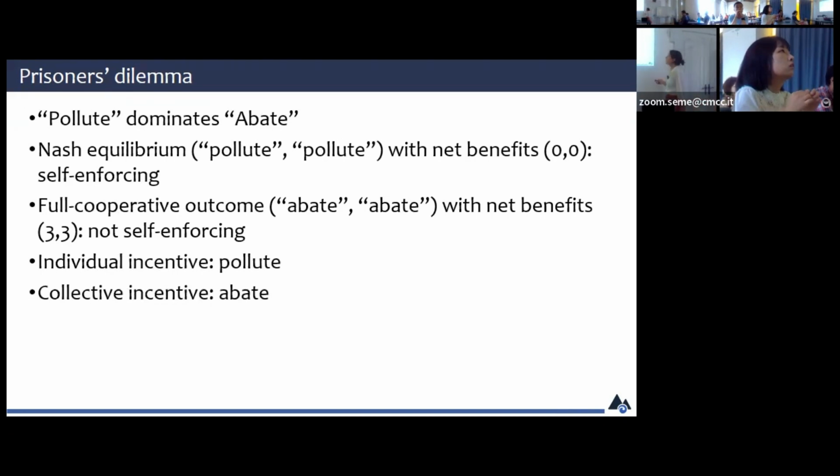Okay, so we call the Nash equilibrium the pollute-pollute, just to make sure we are on the same page. We call the full cooperative outcome the abate. In the full cooperative outcome, we basically are deciding to take both payoffs into account, and we want to do the best in that sense, mimicking the sum of the payoff of the two and maximizing that.